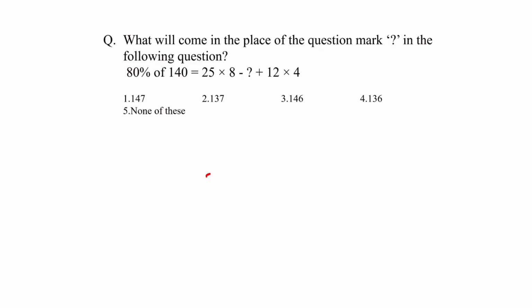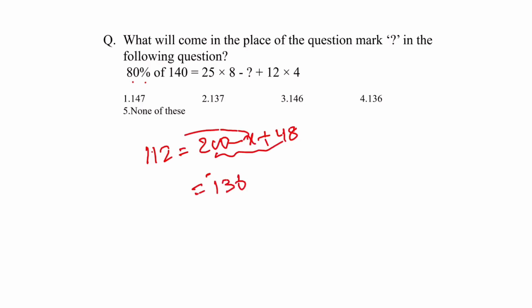Next question, first let's do it in the general way, then apply the digital book method. 80% of 140 means 14 8s are 112, equal to 25 8s are 200 minus x plus 12 4s are 48. So 248 minus 112 is 136, minus x is plus x. So the answer is 136. Fourth option is the correct answer.